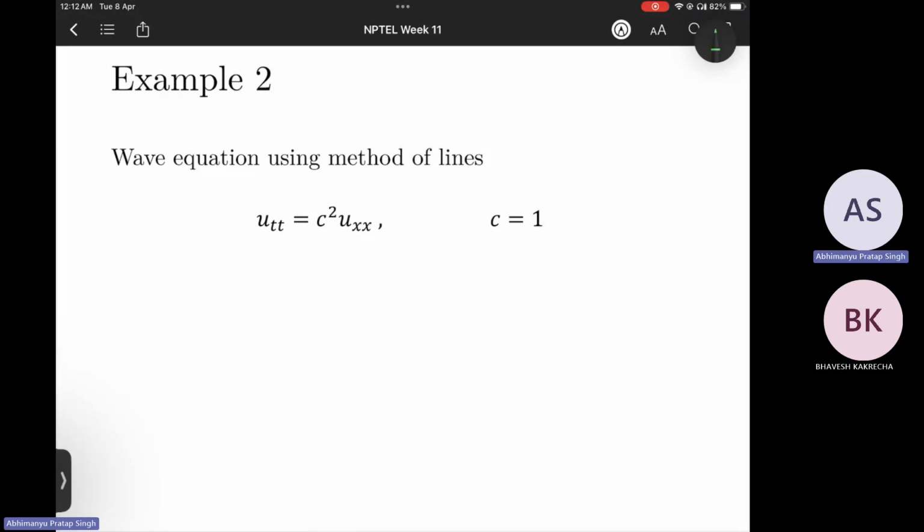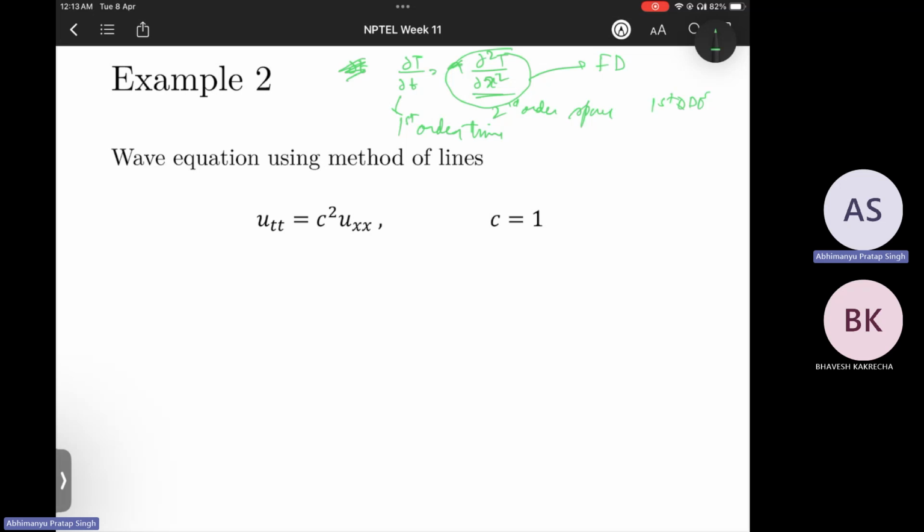So in previous cases, what we saw was something like del P upon del T equal to alpha del square T upon del X square. So this was second order in space and first order in time. So we simply discretized this using a finite difference method, and then we got first order ODEs, and we solved that using ODE45.